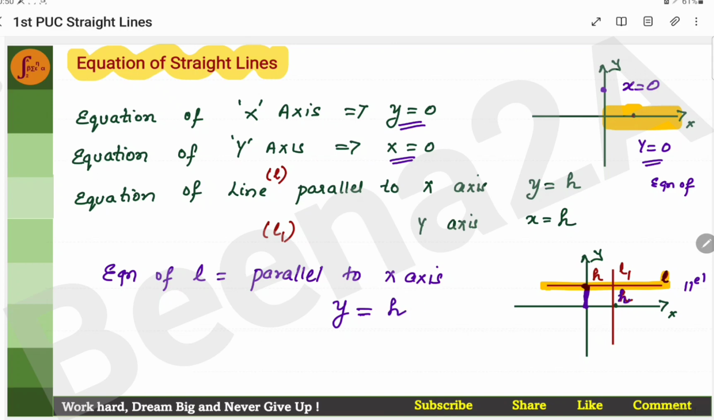Now on the opposite side, say I have line L1, which is parallel to the y-axis. So the equation will be opposite: x is equal to something. Let's assume the distance from the y-axis to this line L1 is h. What is the x coordinate? It's h, so it's going to be x is equal to h.